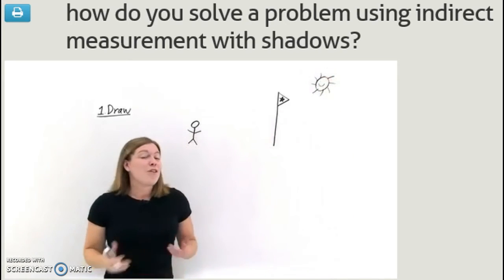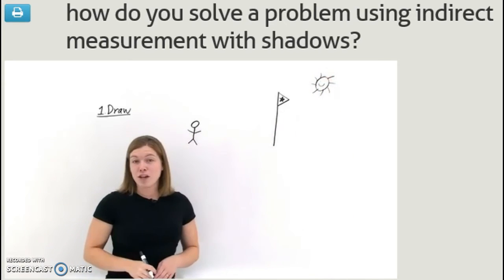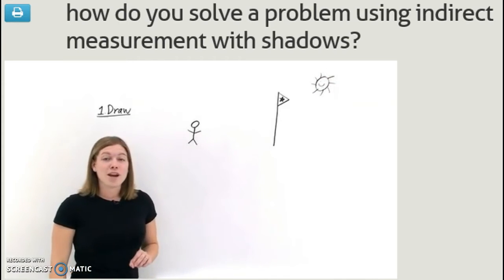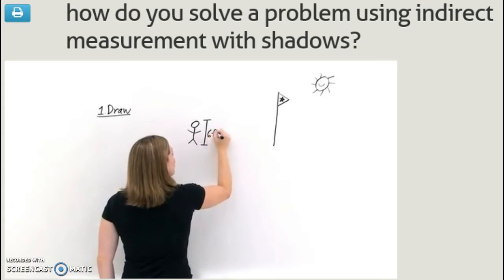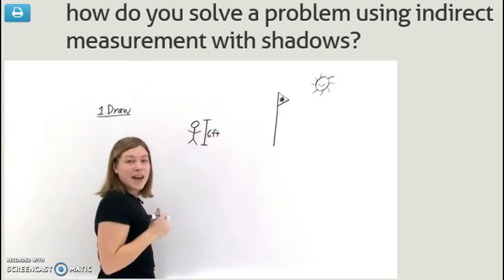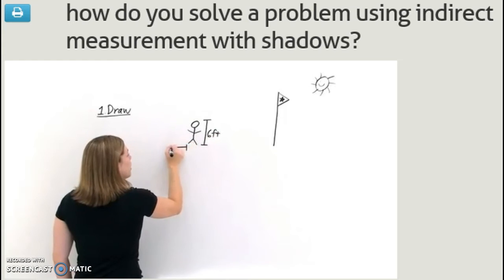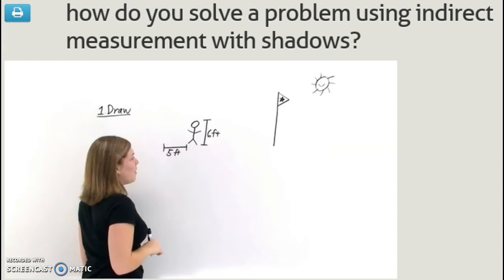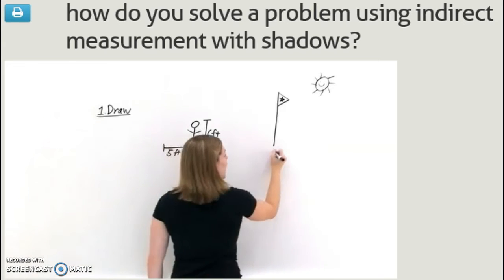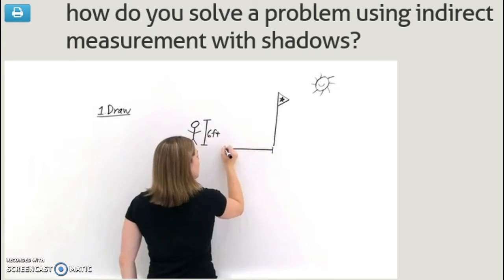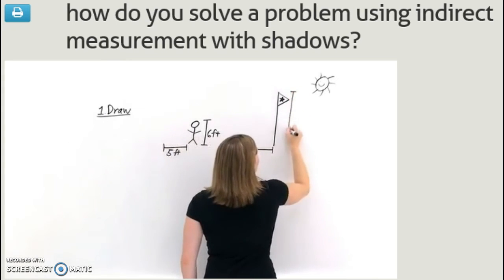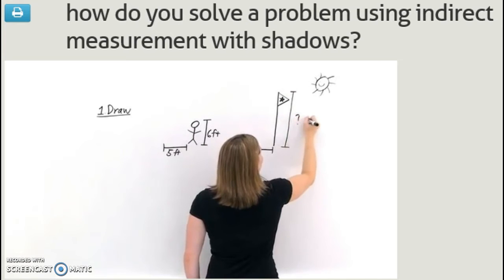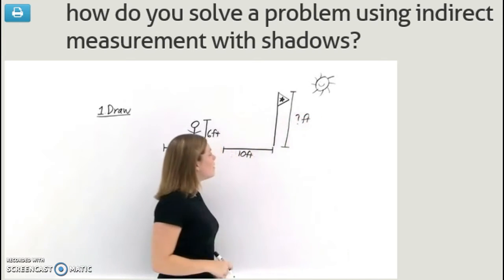Great! Now that we have our picture, let's start looking at some of the measurements. We know that we are 6 feet tall. So, we measure 6 feet tall. And when the sun casts a shadow on us, our shadow is 5 feet. So we measure 5 feet. Now when the sun casts a shadow on the flagpole, that shadow is 10 feet. And we're trying to find the height of this flagpole. So we're trying to find this height right here.